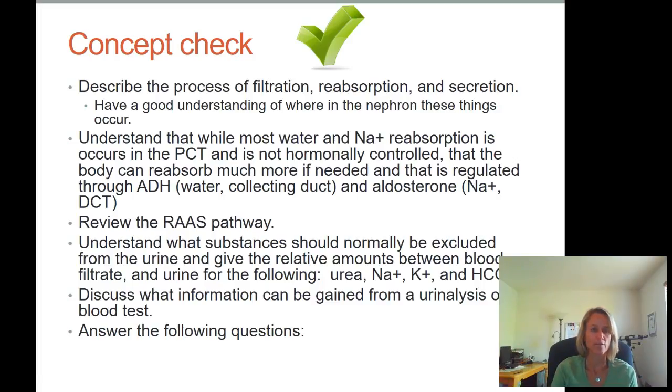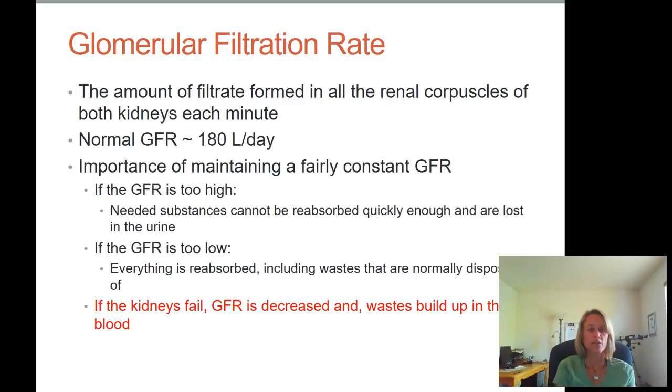Okay, moving on. Let's talk about the glomerular filtration rate. So this is the amount of filtrate formed in all the renal corpuscles, and this is the glomerulus plus the tubules of both kidneys each minute. A normal GFR is about 180 liters per day. This is equivalent to filtering your blood about 50 times per day, or 60.